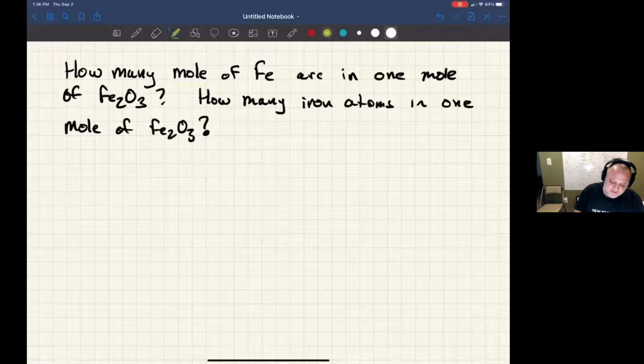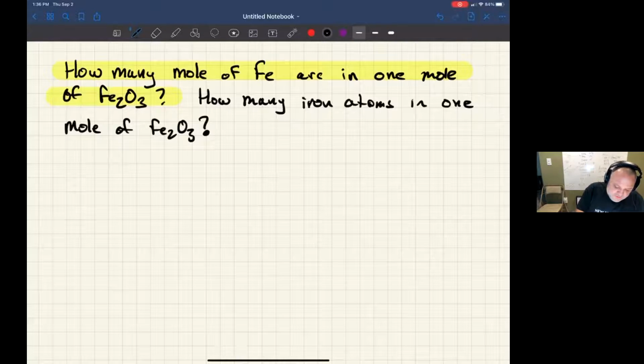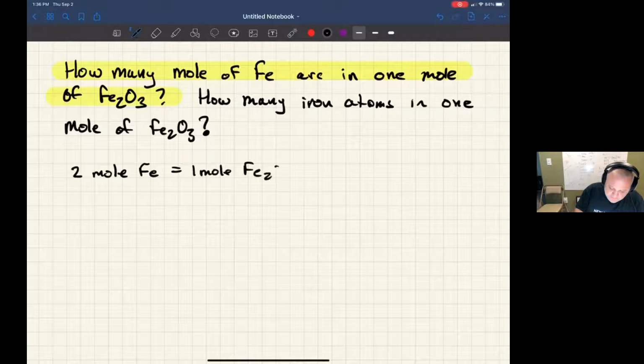First, the first question is, how many moles of iron are in 1 mole of Fe2O3? And so it really is just having you remember that there's a relationship that it can be developed based on the chemical equation. And namely, this relationship is that there are 2 moles of iron for every 1 mole of Fe2O3. And so the basic plan is to convert mole of Fe2O3 to mole of Fe.